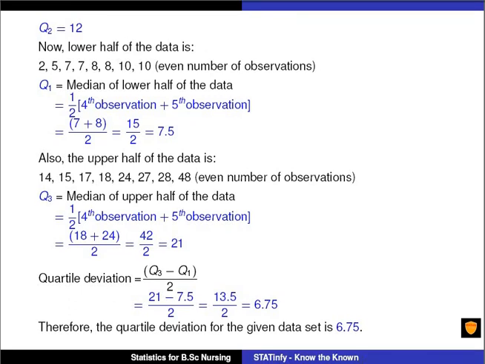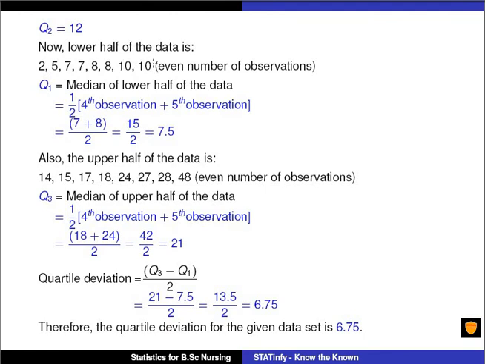Now we will find the first quartile. For finding the first quartile, we see how many observations are there before the median. There are 1, 2, 3, 4, 5, 6, 7, 8. Again, an even number of observations is present before the median value. This is nothing but the lower half of the data, just before the median. So before the median there are 8 observations.